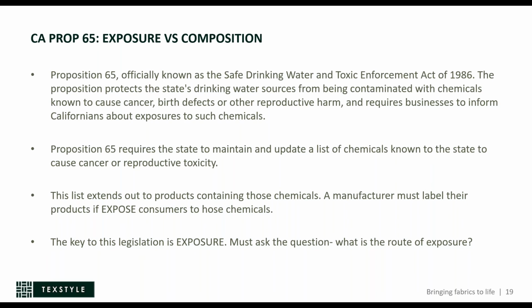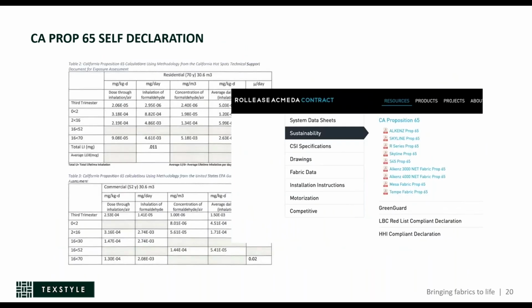But the thing to consider when you're looking at exposure is, for instance, Rollease Acmeda has a declaration. Thanks, Lindsay. And this is what it says. This was the exposure done on a chemical that's actually formaldehyde, and it's done over a lifetime. And then these appear on Rollease's site, and they are listing that the exposure level is not warranting a label. And I think that's the end of my declarations. I'll take questions at the very end.